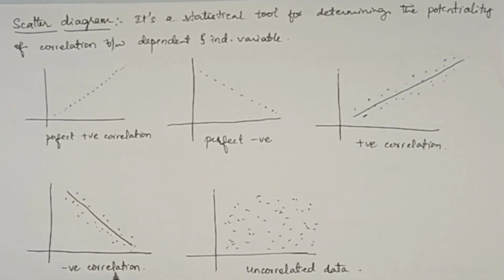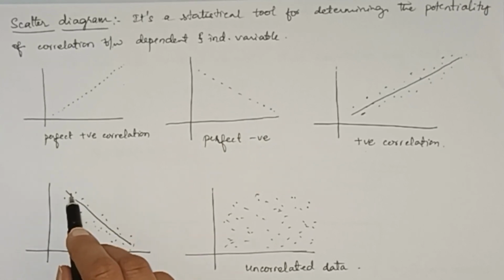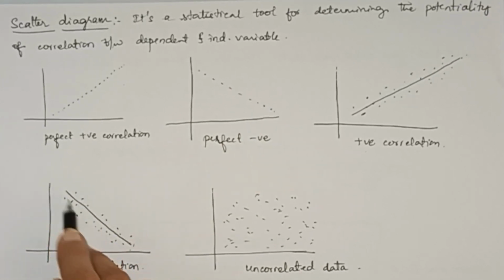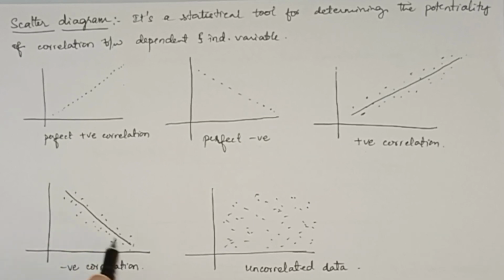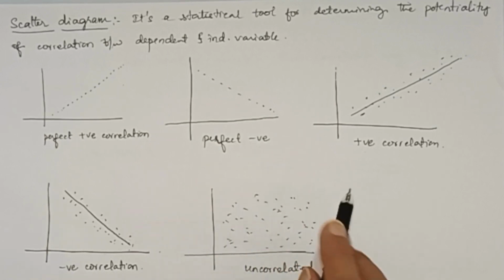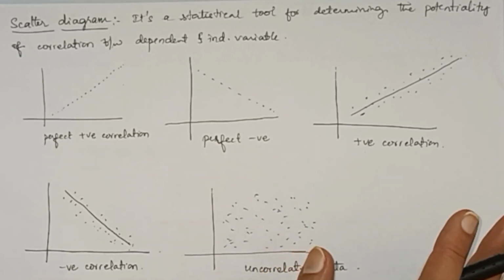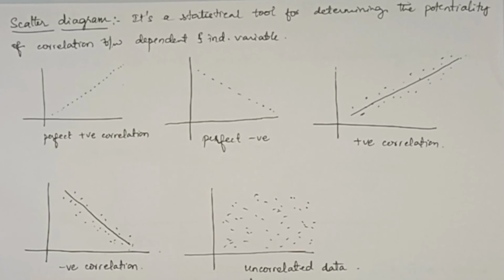Similarly, negative correlation means here also data points can be aligned along a straight line this way, and the points are beside the straight line, but negative because here the data points are decreasing, the dependent variable value decreases as the independent variable value increases. This kind of data is called uncorrelated data because data points are spread randomly here. So this kind of data is called uncorrelated data.